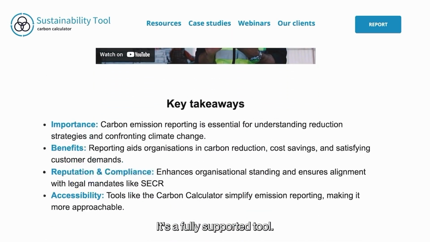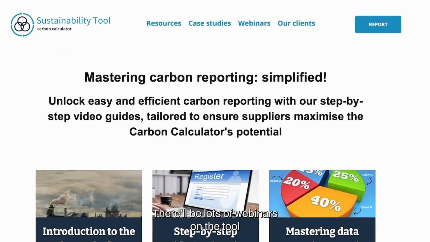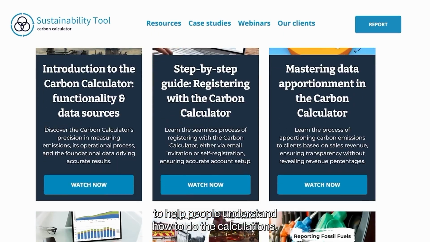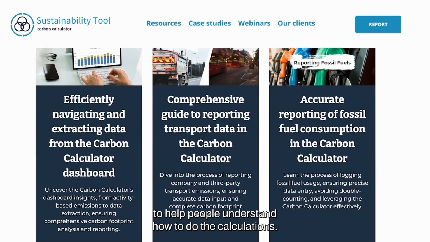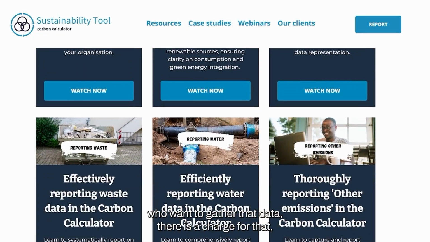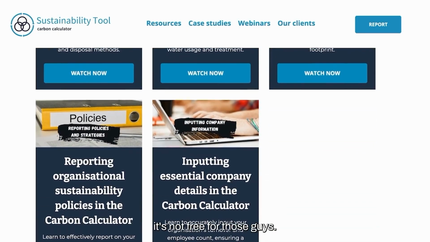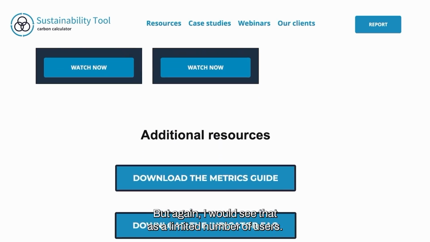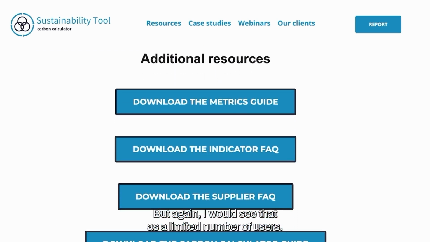It's a fully supported tool. There's a help desk with it. There'll be lots of webinars on the tool to help people understand how to do the calculations. For the Tier 1 guys and the clients who want to gather that data, there is a charge for that. It's not free for those guys. But again, I would see that as a limited number of users.